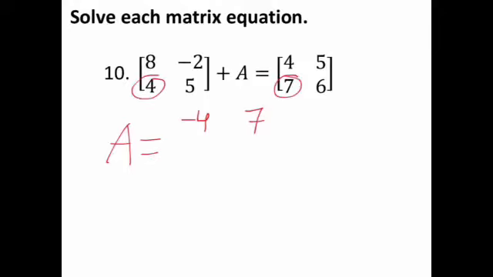4 plus something is 7, that number would be 3. And then 5 plus this last piece is going to give us 6. That last piece would be 1. And so this is my matrix A.